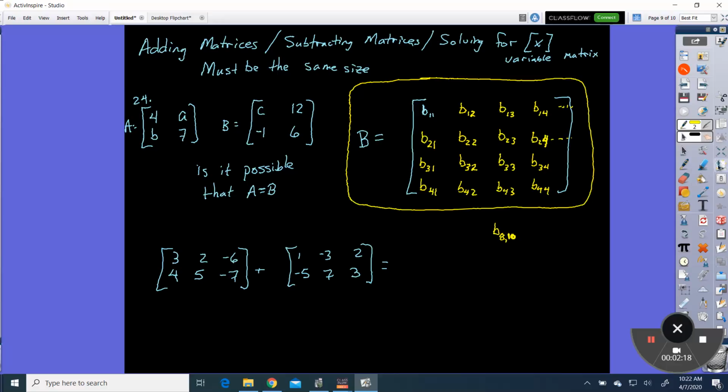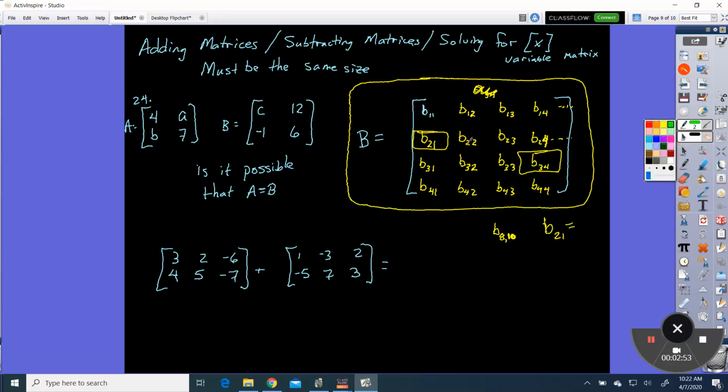But anyways, that's the important part on that, is realizing if you ever see something that says find the term A34, that means you go to the third row, fourth column, boom, you've got your term. I'd go third row, fourth column, well, that's the one right there. If I said B21, okay, second row, first column, whoop, there it is, right there. Whatever number's in that spot is what B21 equals, okay?